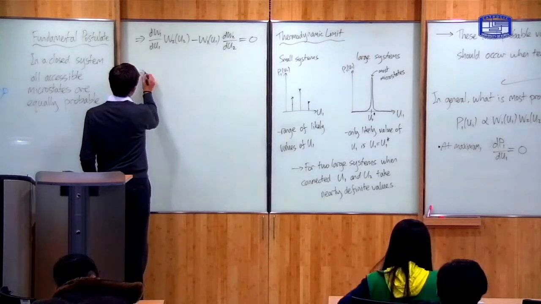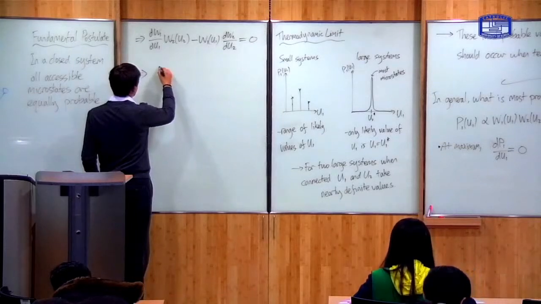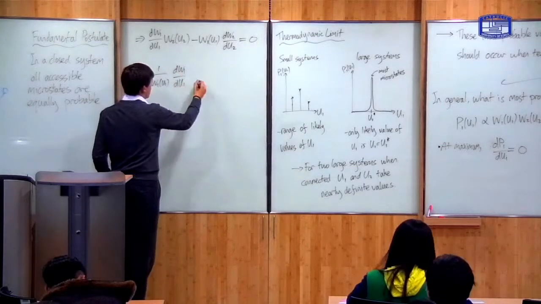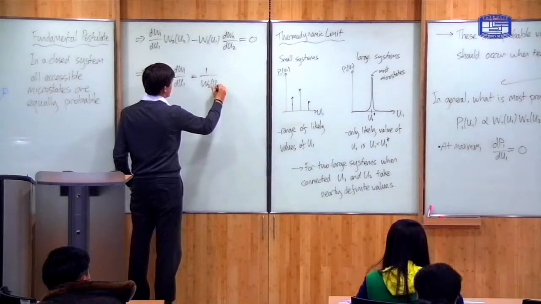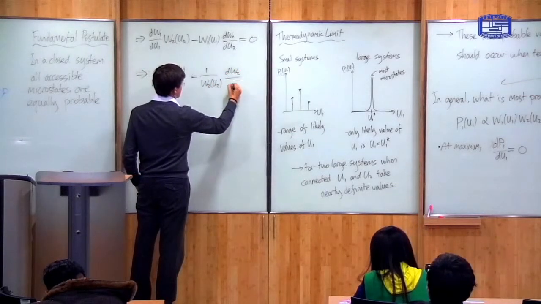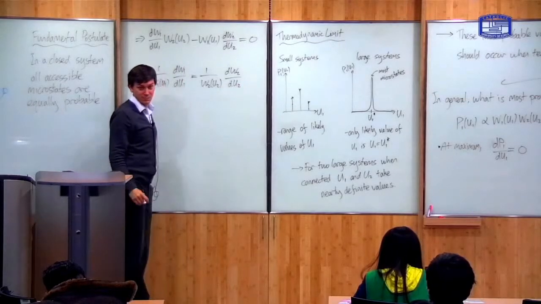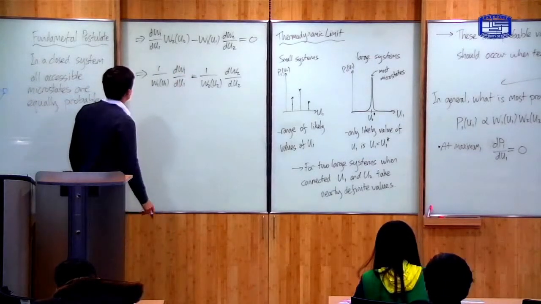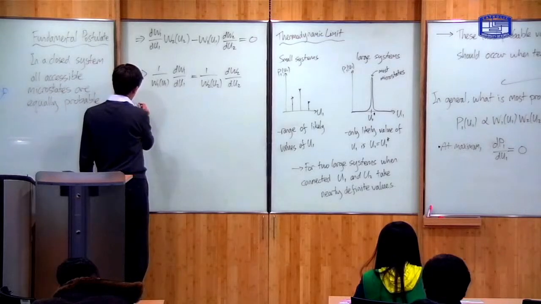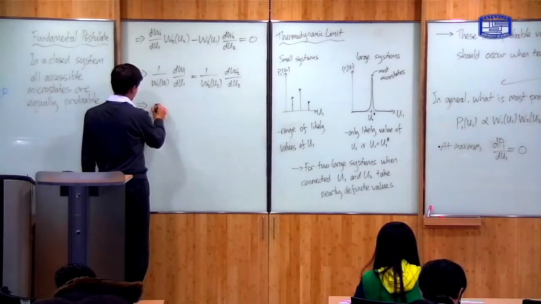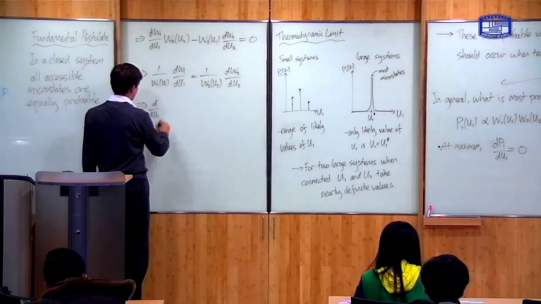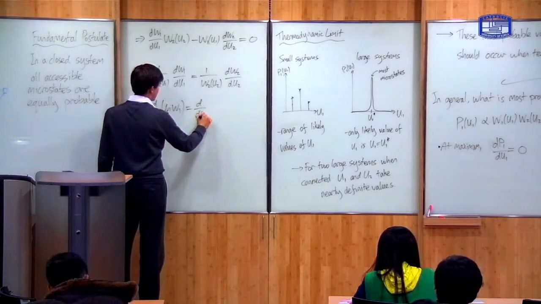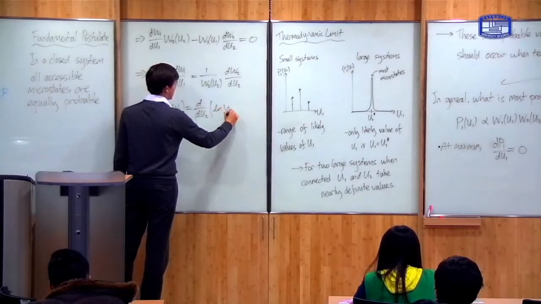Now we can rearrange this quite simply to get a nice symmetrical form. This means that 1 over W1 of U1 times dW1 by dU1 should be equal to 1 over W2 of U2 times dW2 by dU2. Okay, that's simply rearranging the equation. And then finally, I can write this in the following form. This means that d by dU1 of the log of W1 should be equal to d by dU2 of the log of W2.